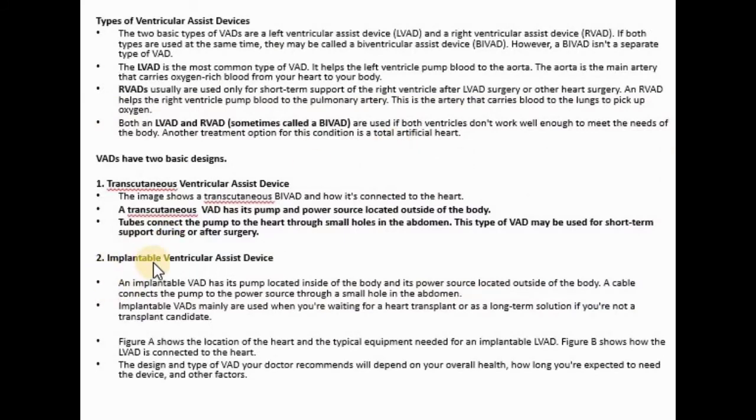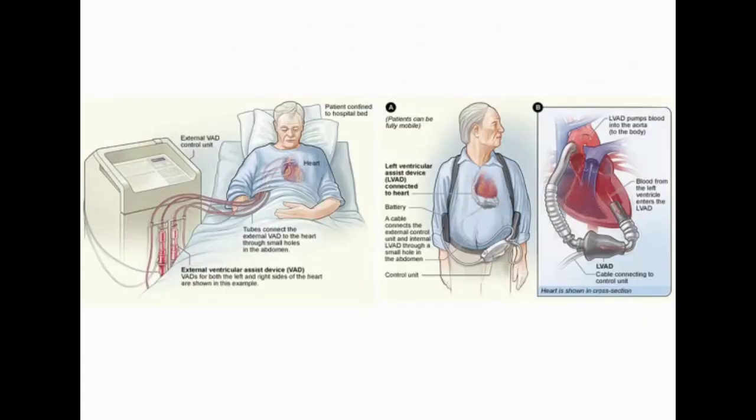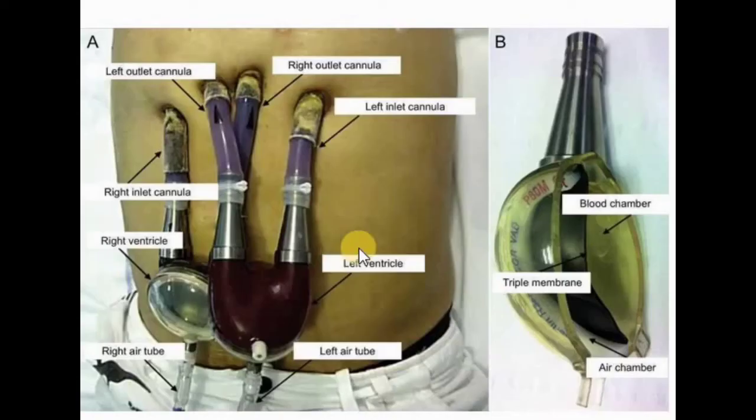Now the next one, which is implantable. The implantable ventricular assist devices are the ones that are implanted inside the body, and the power source is located outside of the body. So right ventricular assist devices and left ventricular assist devices can also be transcutaneous and they can also be implantable. When they are inserted inside the patient, they are referred to as implantable, and when they are kept outside the patient, they are referred to as transcutaneous.